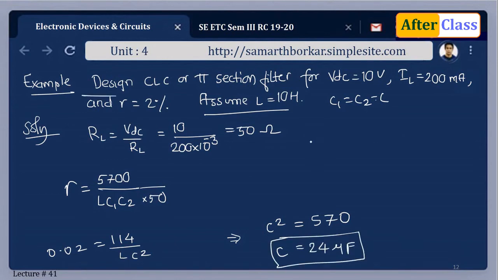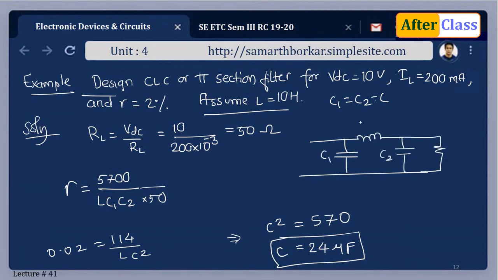So whenever a design problem is asked, you have to draw the circuit and mark all these components C1, C2, L and RL with their values obtained from this analysis. This is the most important.